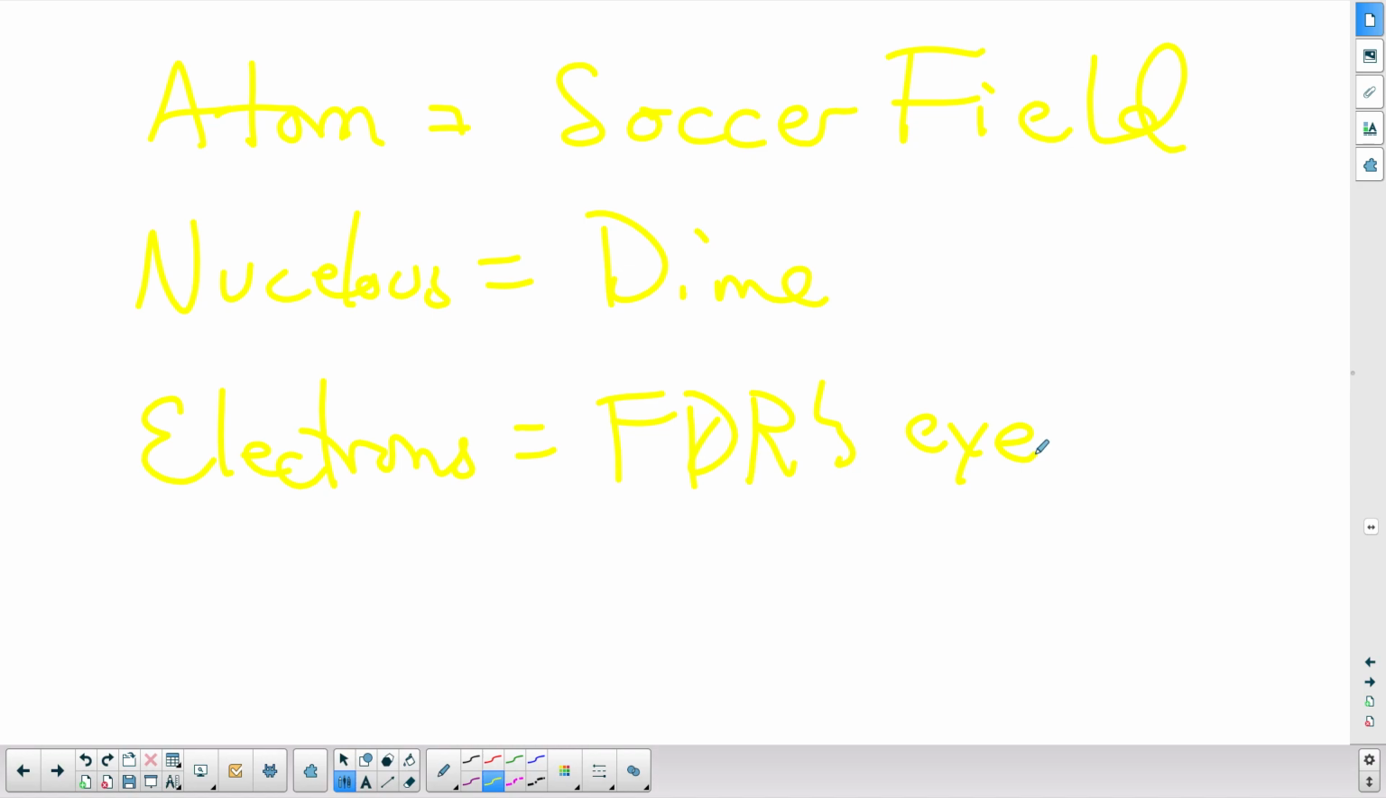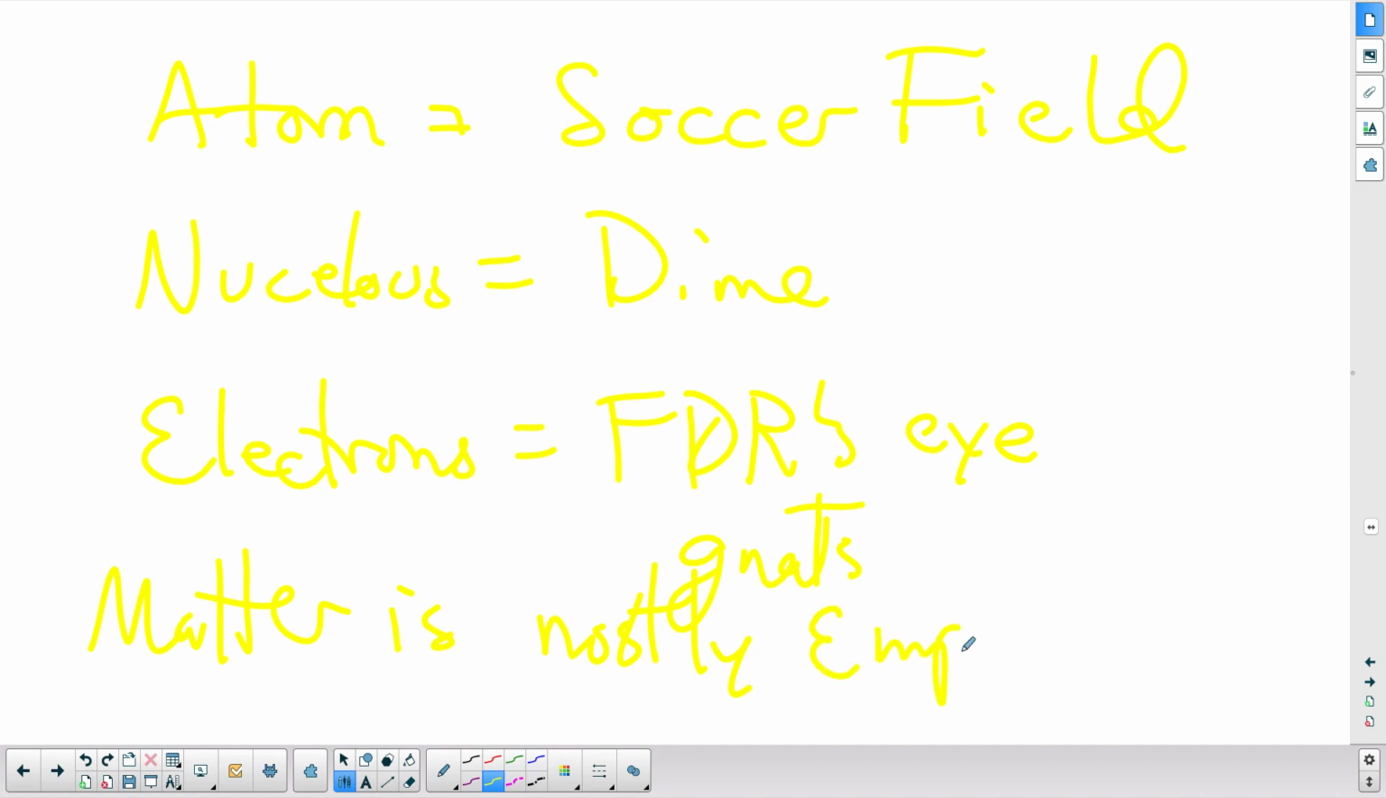So if you have a carbon atom, carbon has 6 of those electrons. Those electrons are the size of gnats. So in an atom, it's like thinking about a football stadium. Like, oh, I'm up in the stands, and there's a dime on the football field, and there's 6 gnats moving around. And that's all there is. And what is the rest of matter? It's empty space. There is nothing there.